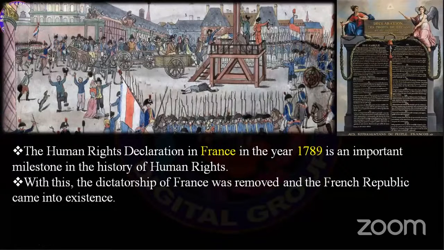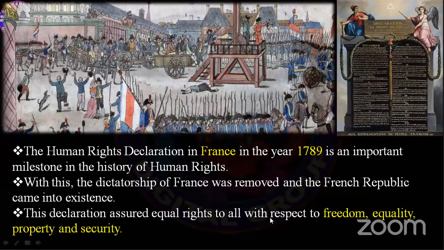Like the Americans, the French people protested against the exploitation of their ruler, and finally they killed their ruler and declared the country an entirely republic country. This declaration assured equal rights to all with respect to freedom, equality, property, and security. After independence, the French government assured equal rights to all human beings regarding freedom, equality, property, and security. It assured to grant all these rights to the people.